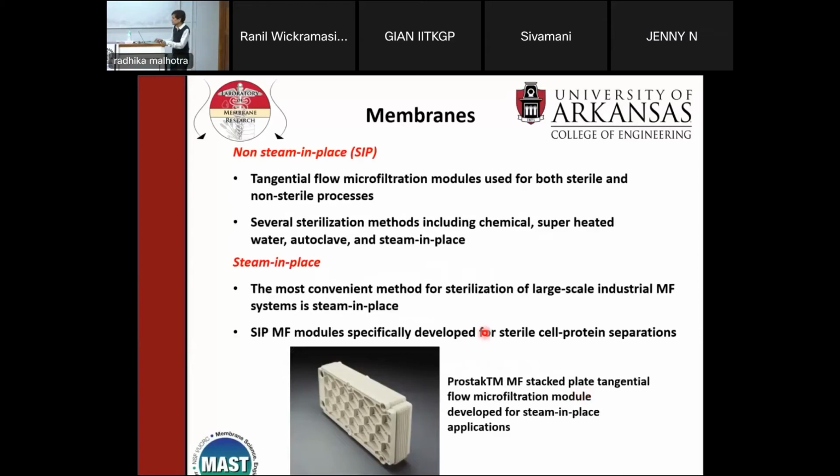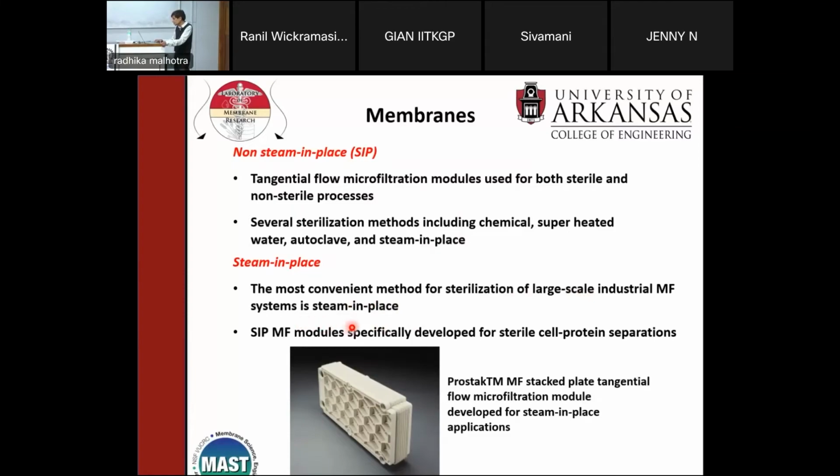Steam in place. Tangential flow microfiltration modules are used in both sterile and non-sterile processes. Several sterilization methods include chemical, superheated water, autoclave, and so-called steam in place, where you clean them in the setup. You've got stainless steel housings and things you steam in place. So steam in place is the most common one. It's the most convenient method of sterilization for large-scale industrial microfiltration systems.